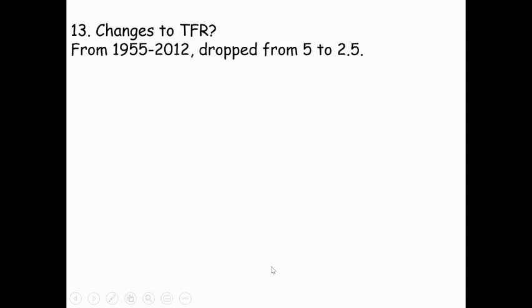Okay, changes to total fertility rate. So from 1955 to 2012, it dropped from 5 to 2.5. And again, that's primarily because many nations during that time period have industrialized and have access to better education, have access to better health care, which requires fewer children if you can get better jobs.